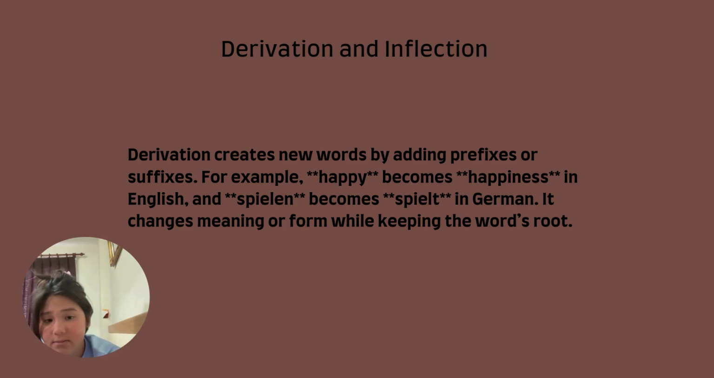German, spielen turns into Spieler. In German, derivation is an engineer's dream. Spielen, to play, becomes Spieler, player, with a simple -er suffix. Now the poor guy is stuck playing forever.